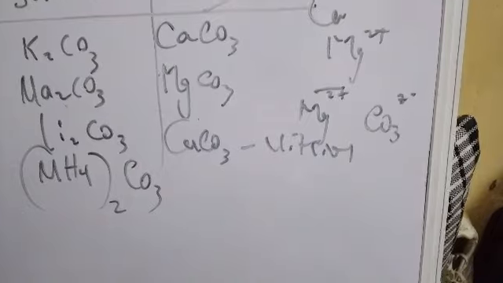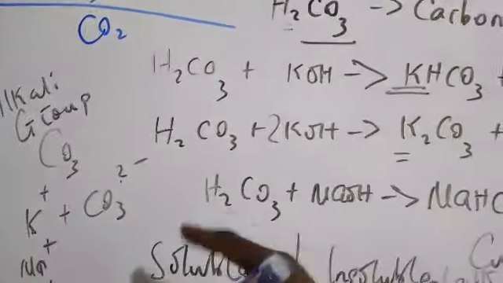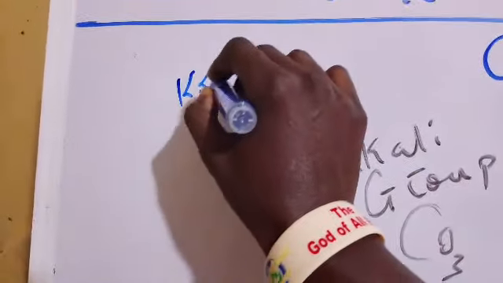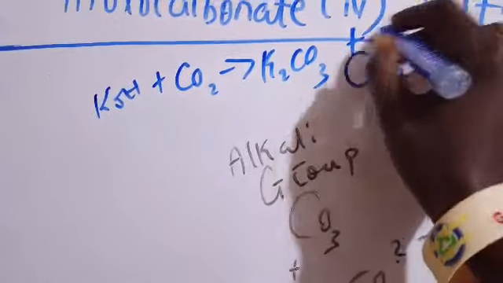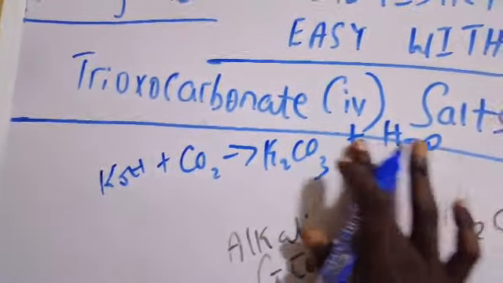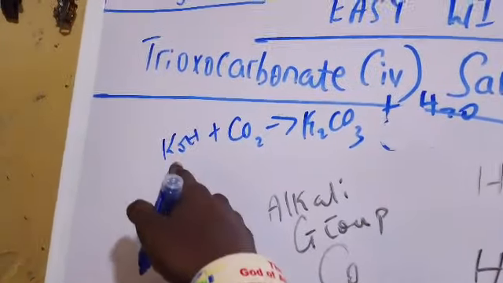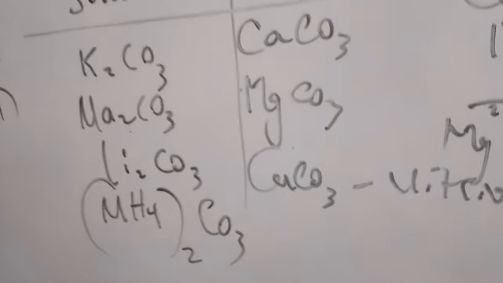And like I told you, we can get some of these soluble Trioxocarbonate 4 by passing CO2 to an alkali. When we pass CO2 to an alkali, we can get Trioxocarbonate 4. For example, we have KOH plus CO2, and we now have K2CO3 plus H2O. This is the equation for the reaction describing the preparation of some of these Trioxocarbonate 4 salts when you pass CO2 through an alkali. Remember that this is caustic potash. Alkali are soluble bases. A base is a substance that produces hydroxide ion. So you can also do the same thing for NaOH.